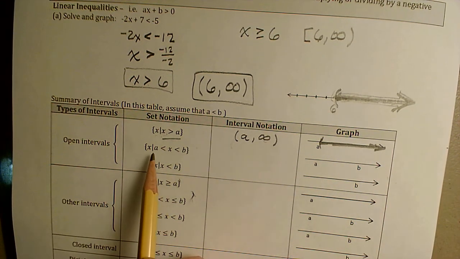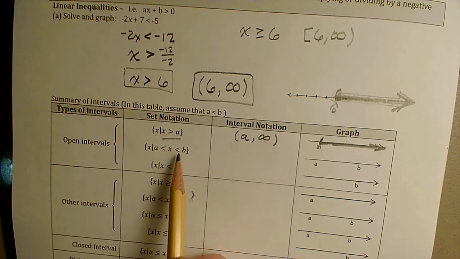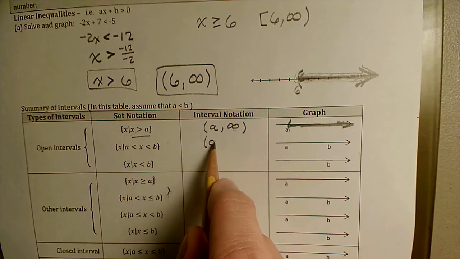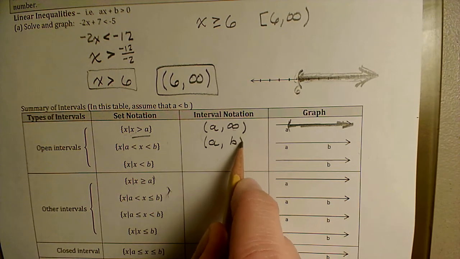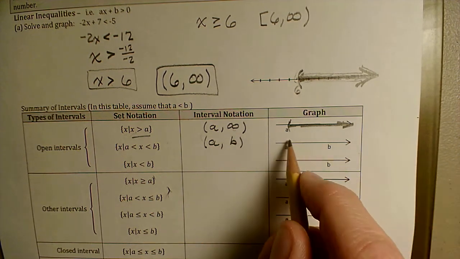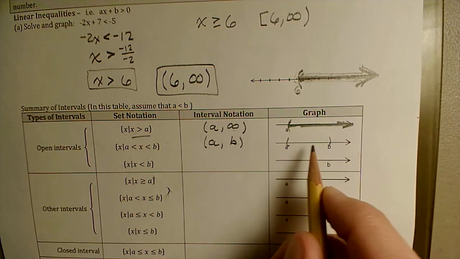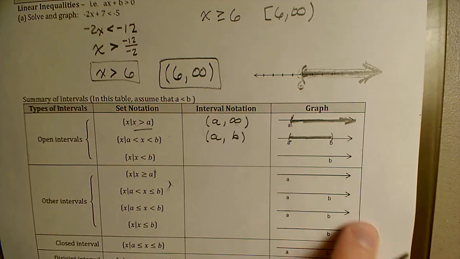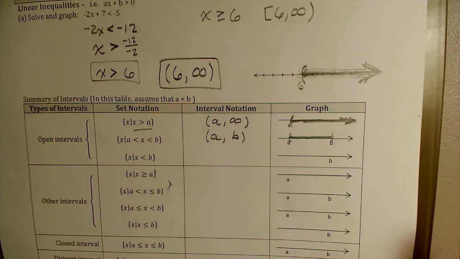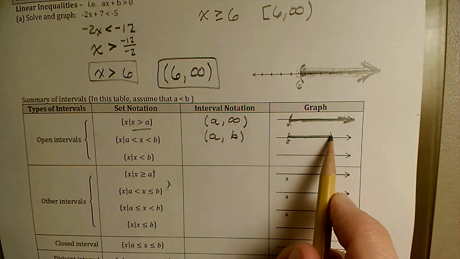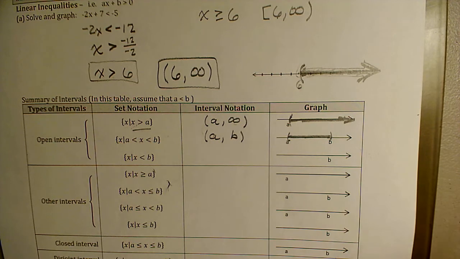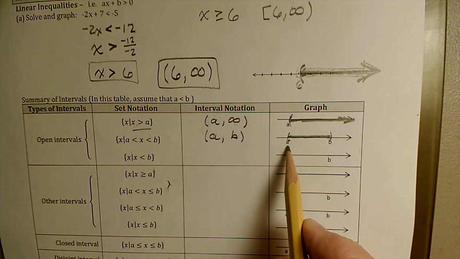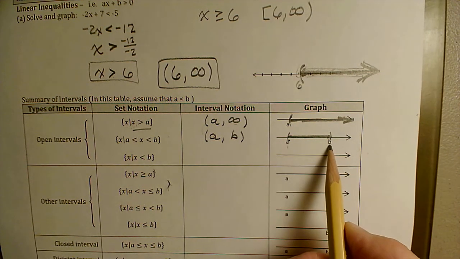Here it's between A and B, not inclusive. So in that case, it's just going to be a parenthesis, A, comma, B, and then a parenthesis as well. And here we'll put a parenthesis going in both directions, and we'll shade in between. In the past, we would do open circles, and that's fine if you want to do an open circle, but we're getting this idea of the parenthesis as an open circle. It's not inclusive of the endpoint. So it's not A, but everything above it, not B, but everything below it.